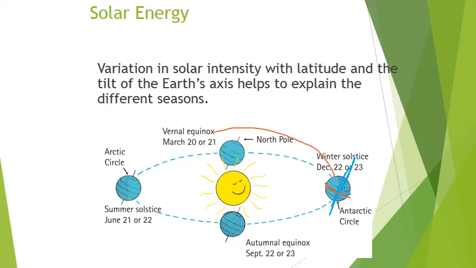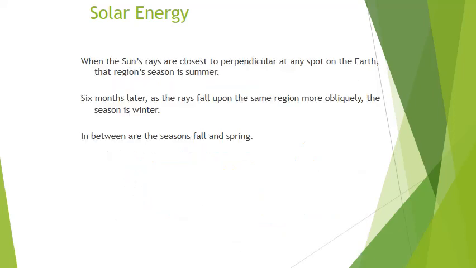Whereas six months later, at the summer solstice, the top half of the Earth is tilted toward the sun. And so the sunlight is more intense in the summertime in the northern hemisphere than in the wintertime in the northern hemisphere. And that means that not only do you have more intense heating, but you have longer days as well.